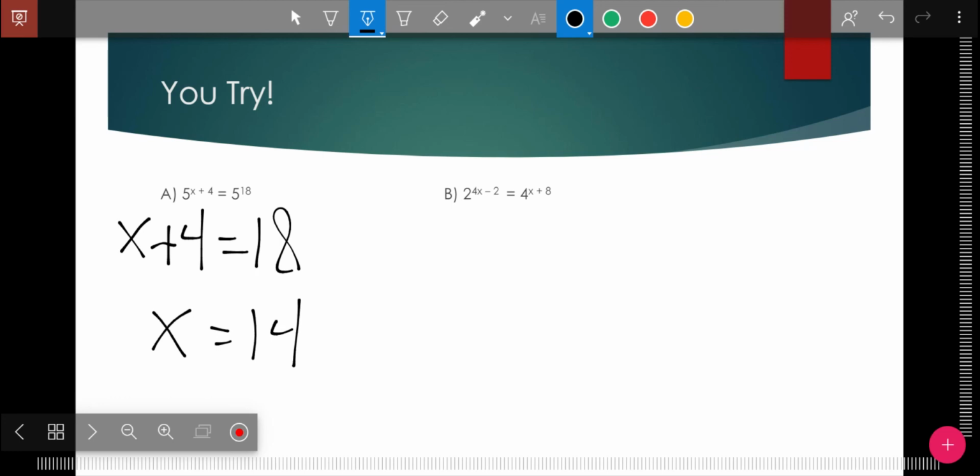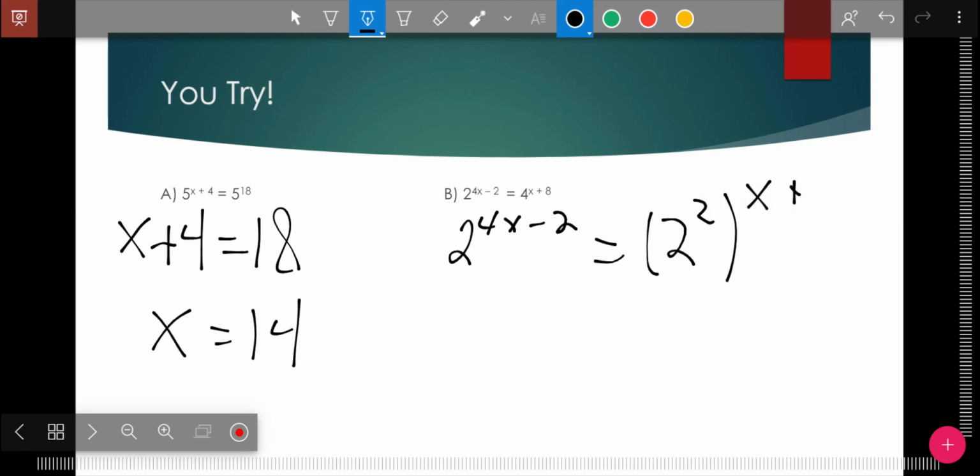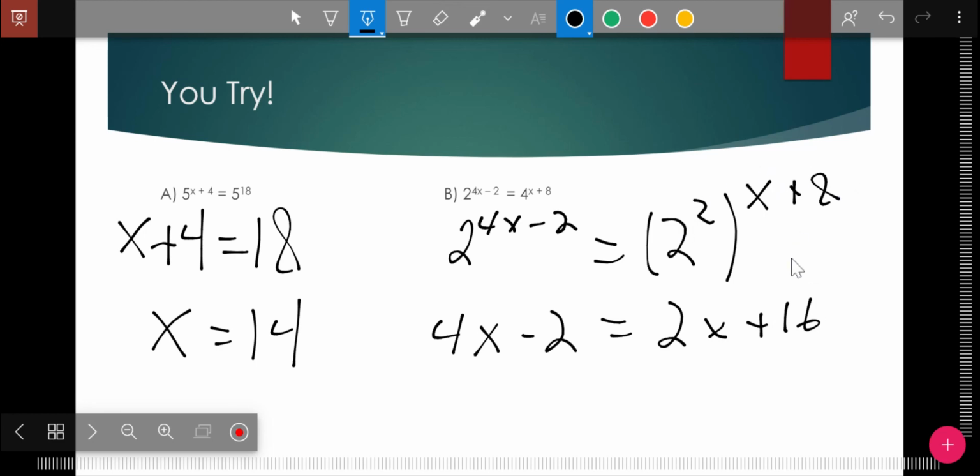Over here, we're going to make them both base 2, which the left-hand side already is, but this side becomes 2 squared. And so I get 4x minus 2 equals 2x plus 16. Again, here you had to distribute 2 times x, 2 times 8, minus the 2x to both sides. Add the 2 to both sides. And then you end up getting x equals 9.